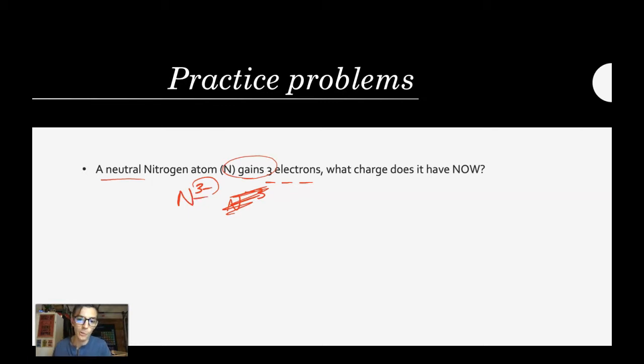Bonus question, what kind of ion is it? Is it a cation or is it an anion? It is an anion. It's an anion because it's negative, right? And those onions that always make me cry, right? So it's negative. It's gained electrons, so it's negative.